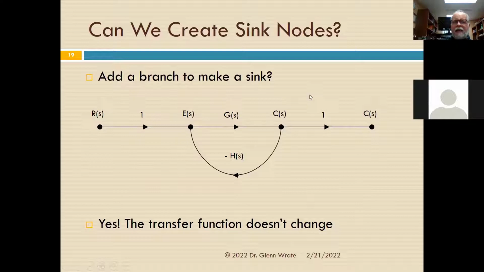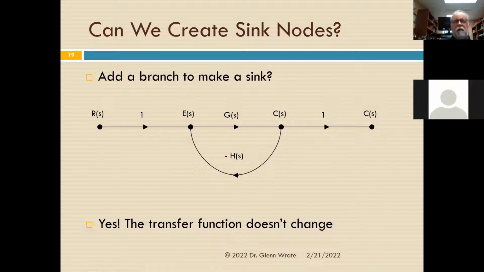Can we add a sink? Yes. Right here we had C of S. Now, this C of S does not qualify as a sink. We've got one thing going in, but we've got another thing going out. So we just add a gain of 1 going to another dot. If this is C of S, 1 times C of S is still C of S. And now we've got our sink node. This is a source node. There's only things going out of that. This is a sink node. There's only things going in.